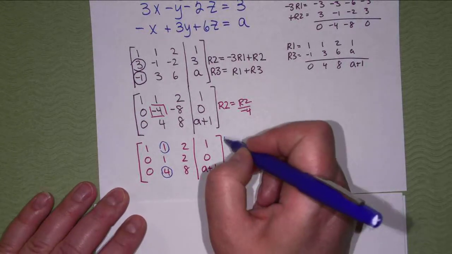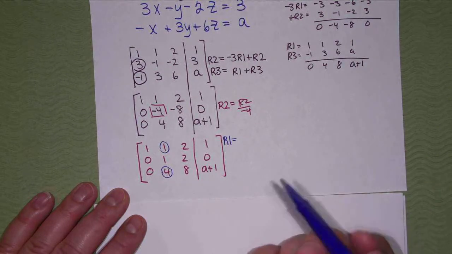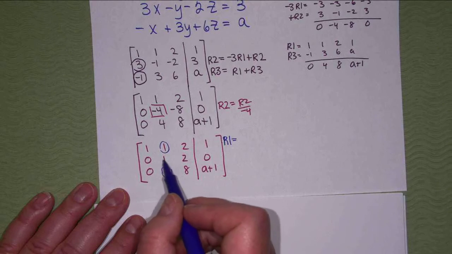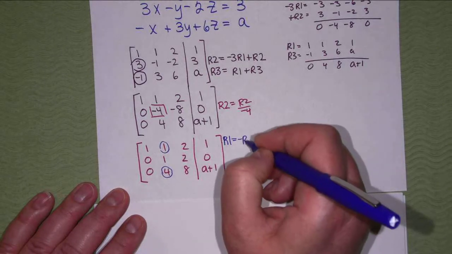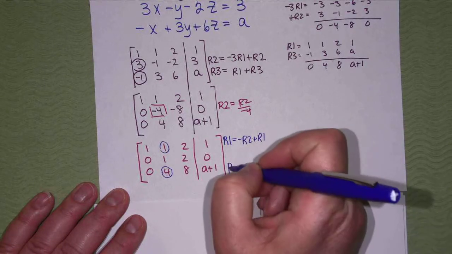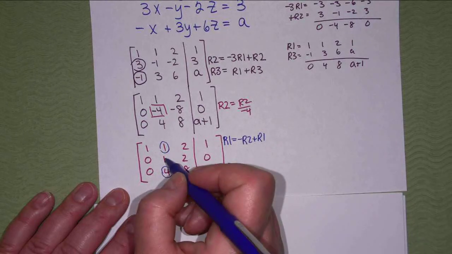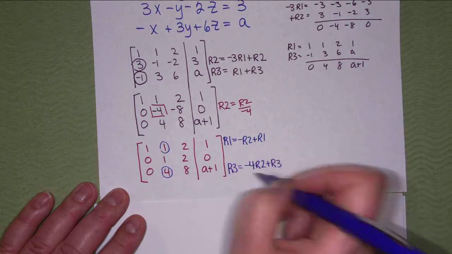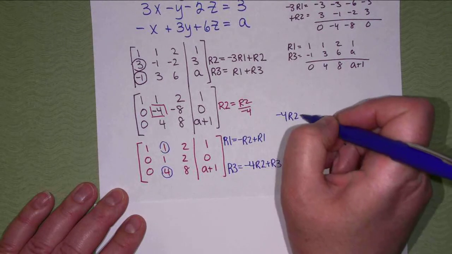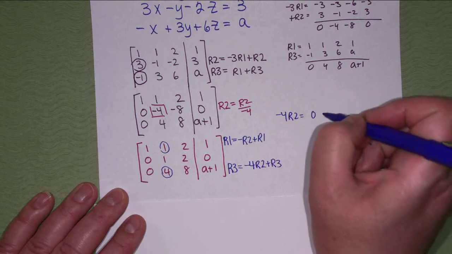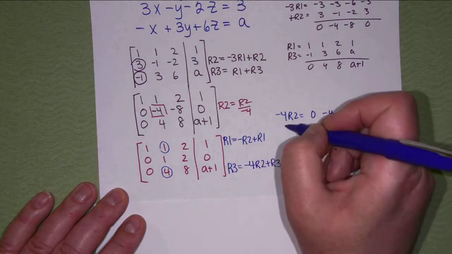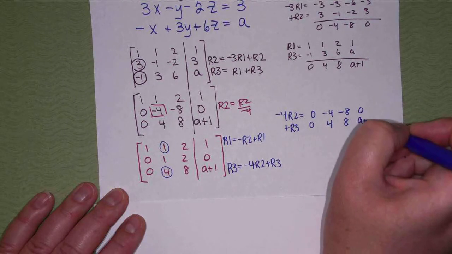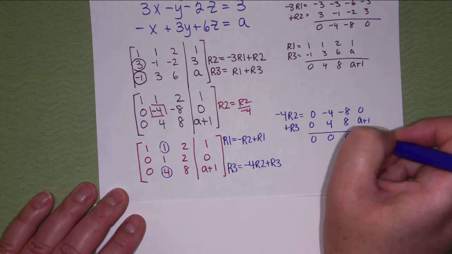So to make row 1 a 0, we're not trying to solve the system, we're just looking for A. But to make 1 a 0, we would say that's a 1, so this needs to be a negative 1. So negative row 2 plus row 1. And row 3, that's a 4, so this would need to be a negative 4 plus row 3. I'm just going to do this step first. Negative 4 row 2, and adding it to row 3. Zero, 0, 0, A plus 1.